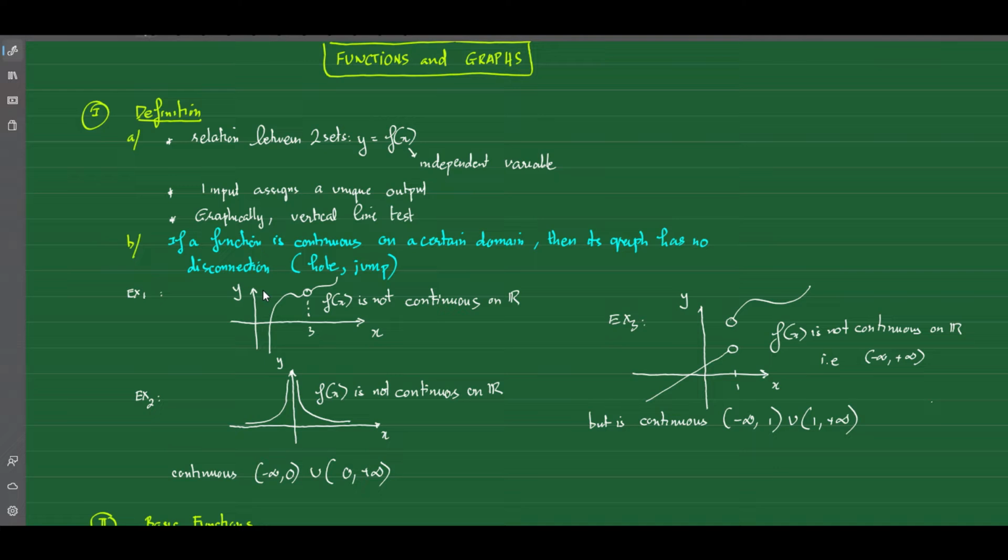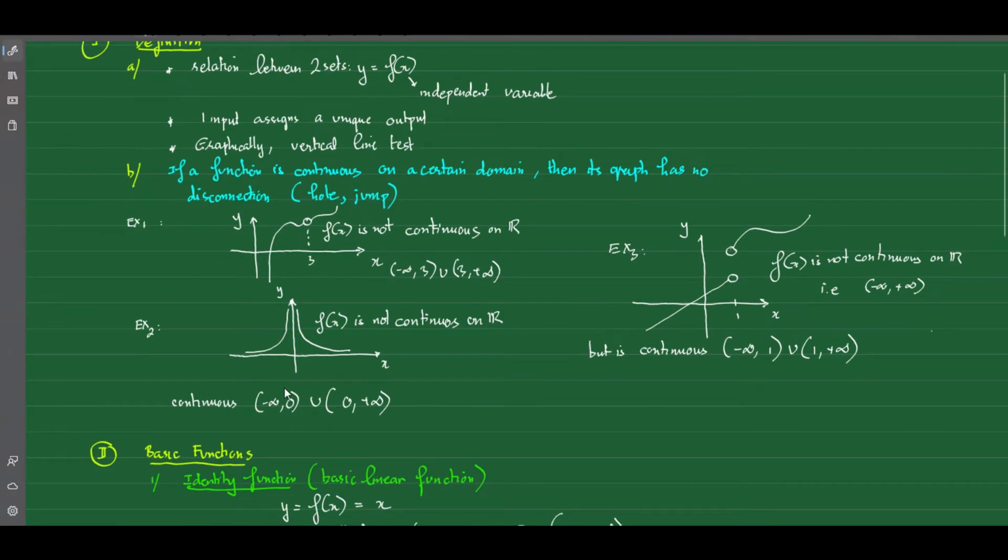Okay, for example here, I have a graph like this. And this graph over here has a hole at 3. So this graph here is not continuous from negative infinity to positive infinity, but it's still continuous from negative infinity to 3, and from 3 to positive infinity. So it is continuous from negative infinity to 3, union 3 to positive infinity. Okay? But it's not continuous on the whole domain.